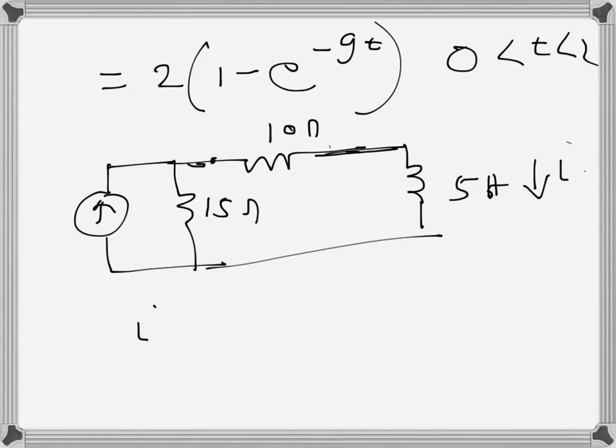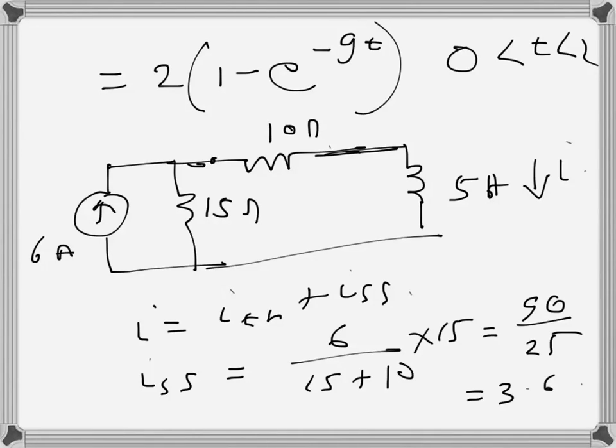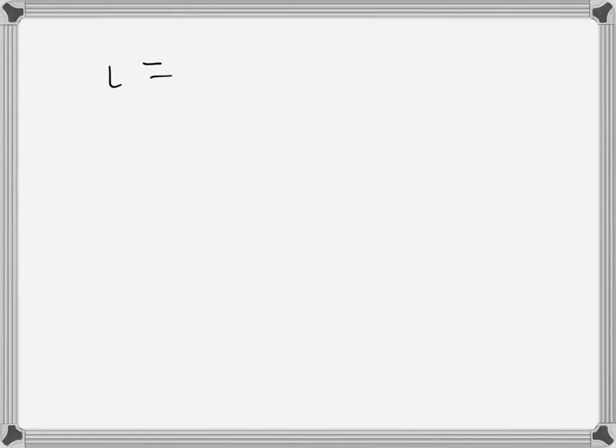So we need to find this current. Now our expression becomes I transient plus I steady state again, and let's do the steady state first. Steady state current is again the parallel: 6 times 15, divided by 15 plus 10, so that's 90 over 25, which becomes 3.6. So that's the steady state part. Now we will look at the transient part, I transient plus 3.6.